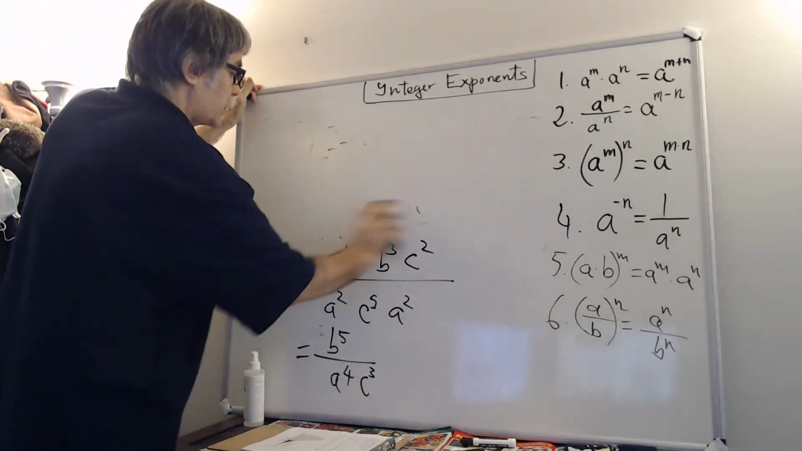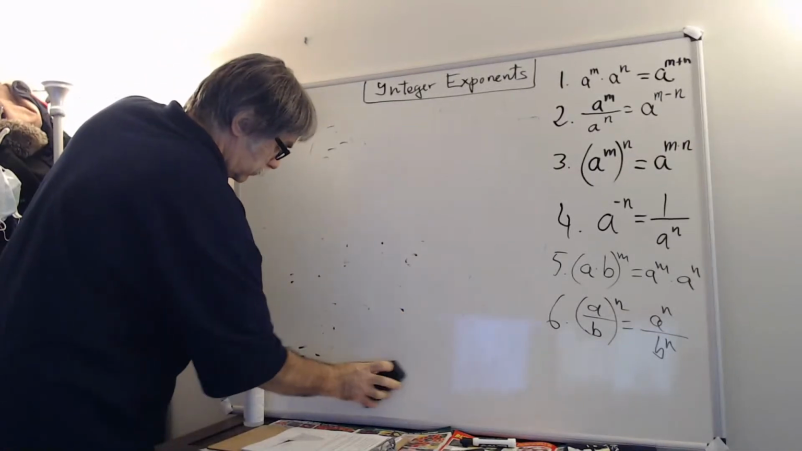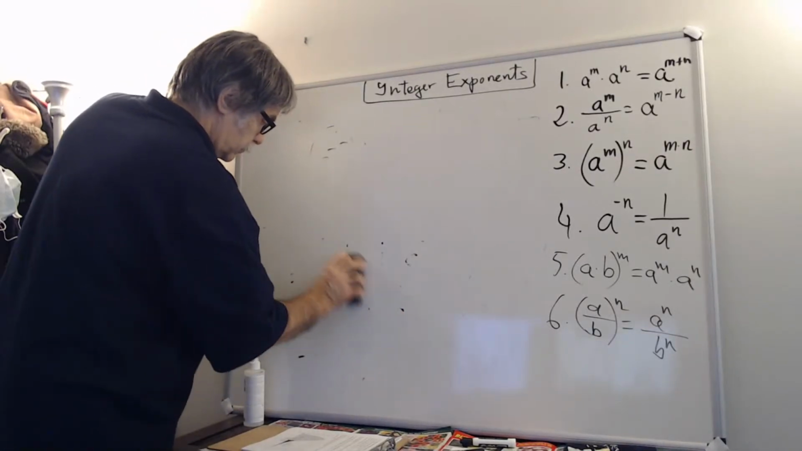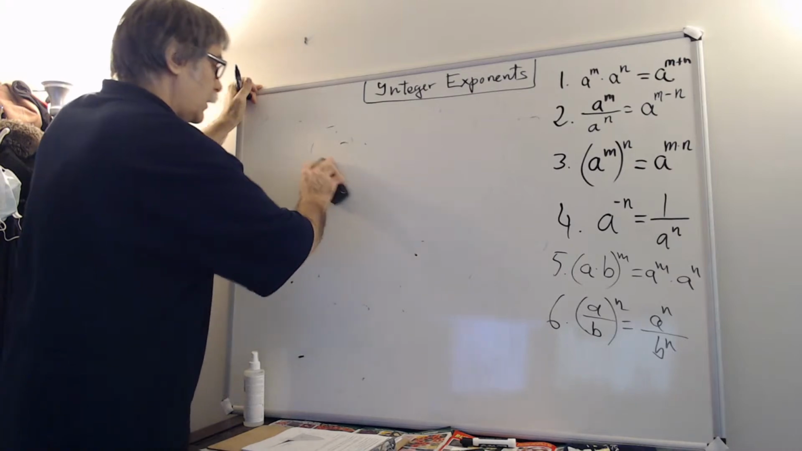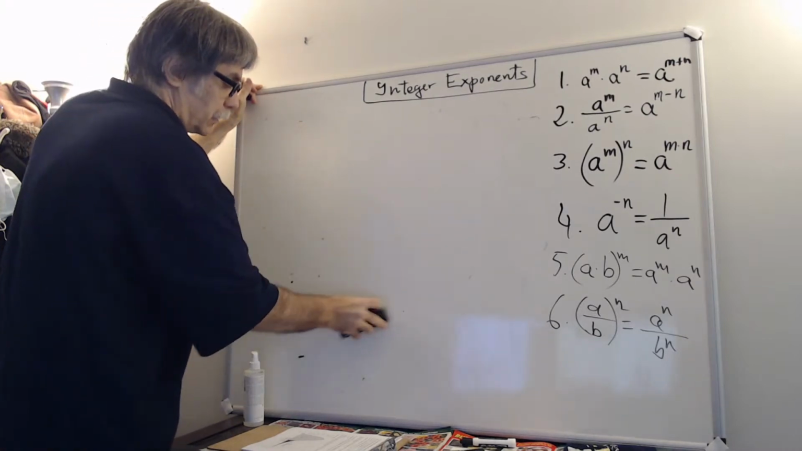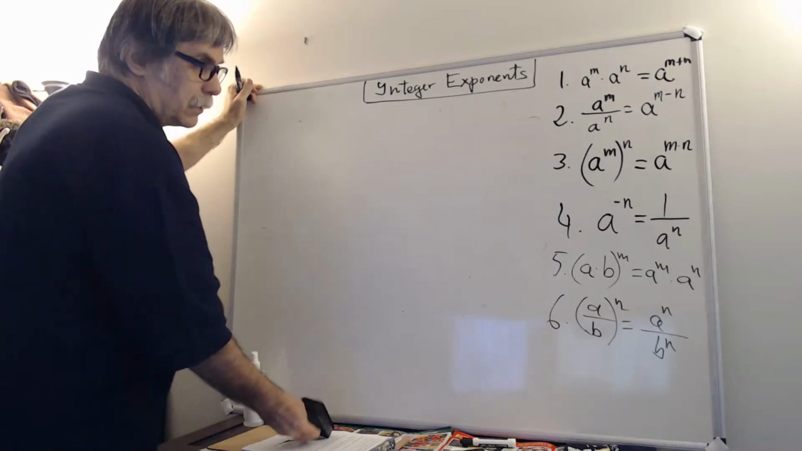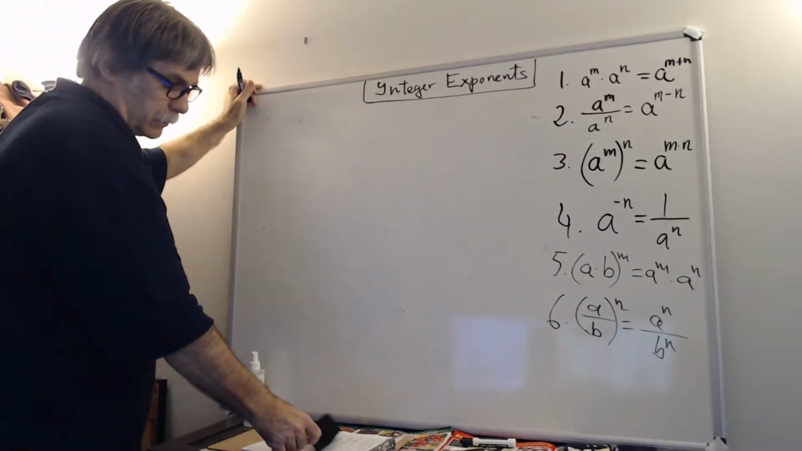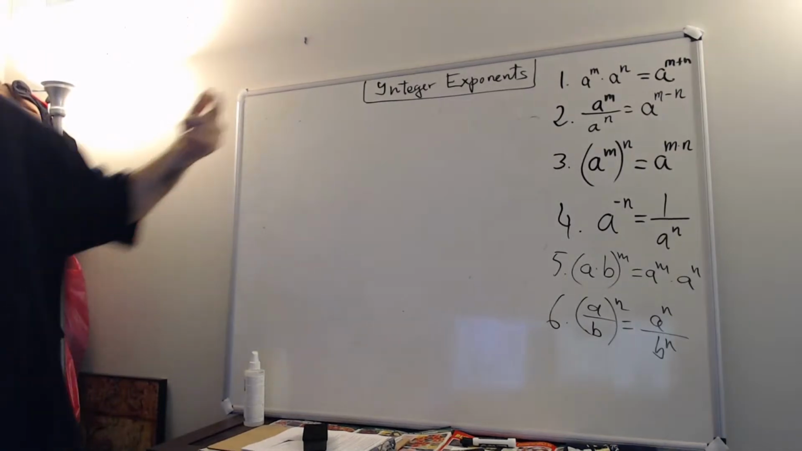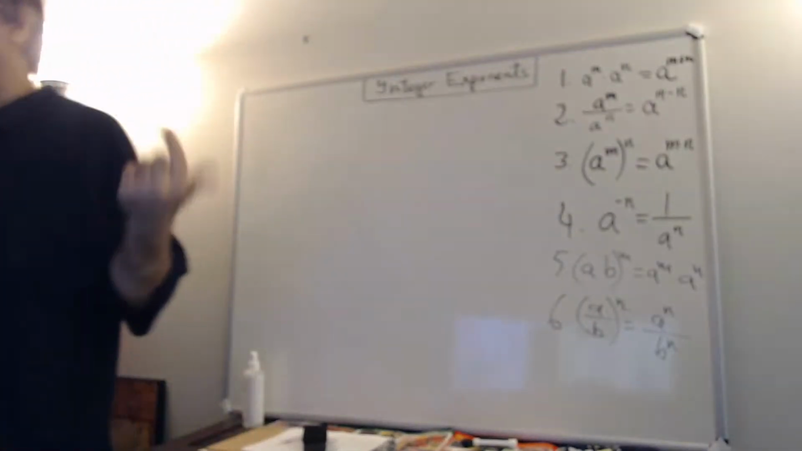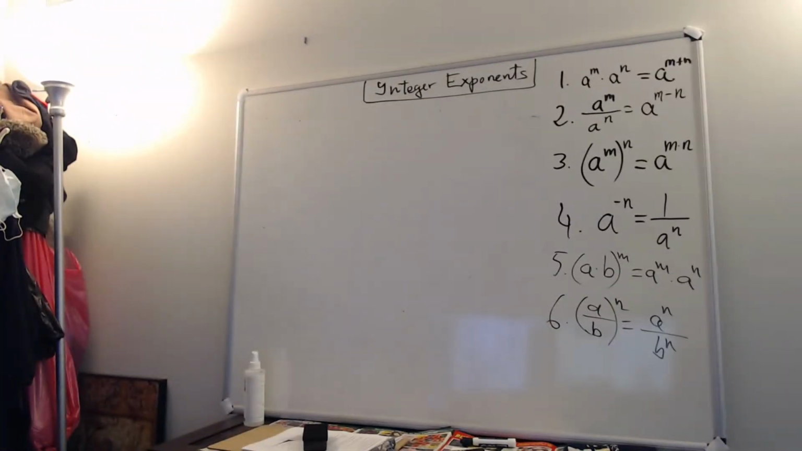Okay? Now let me show you something you cannot do. And I see that all the time. So it's something people do, but it's not according to any of those properties there. So when you're using something that you cannot find here, then you make sure you can justify that. If you cannot justify that, then it's probably not true. Okay, here's an example.